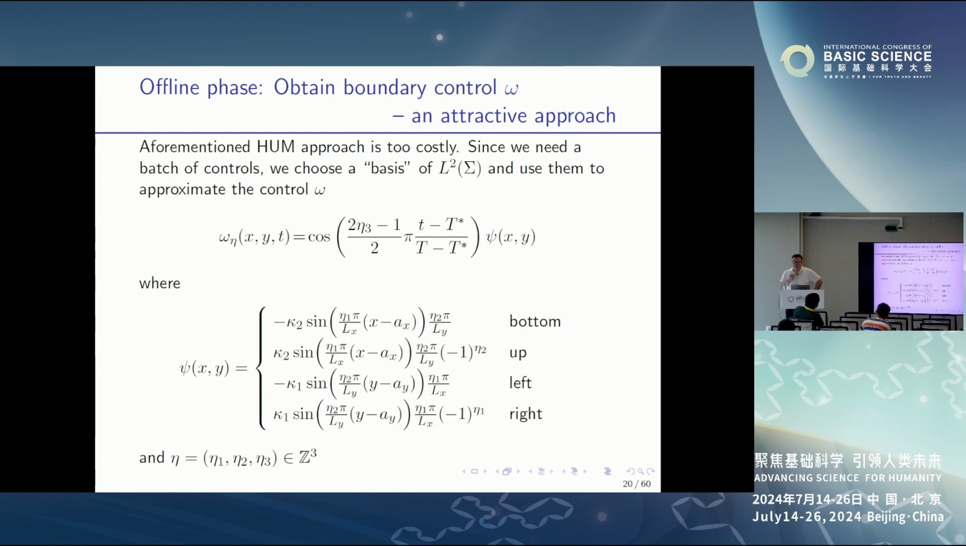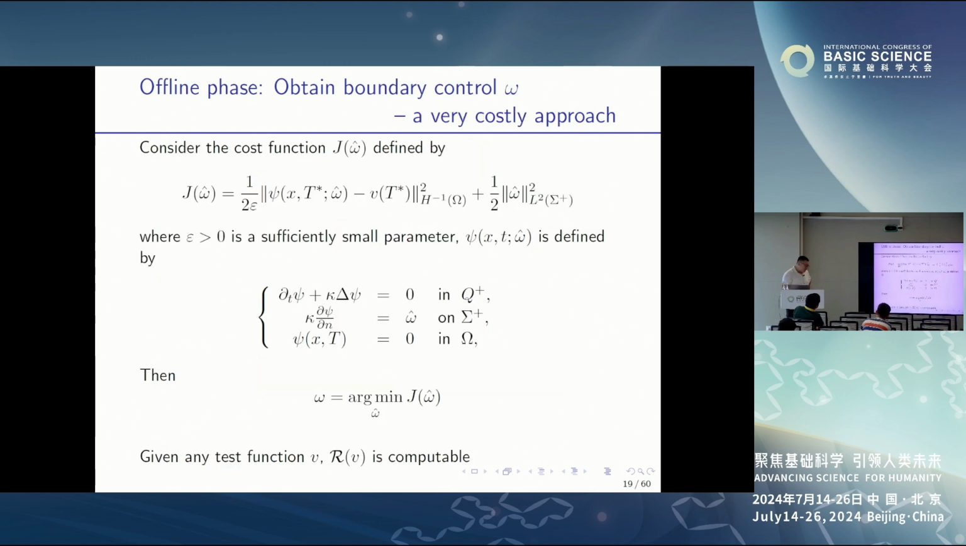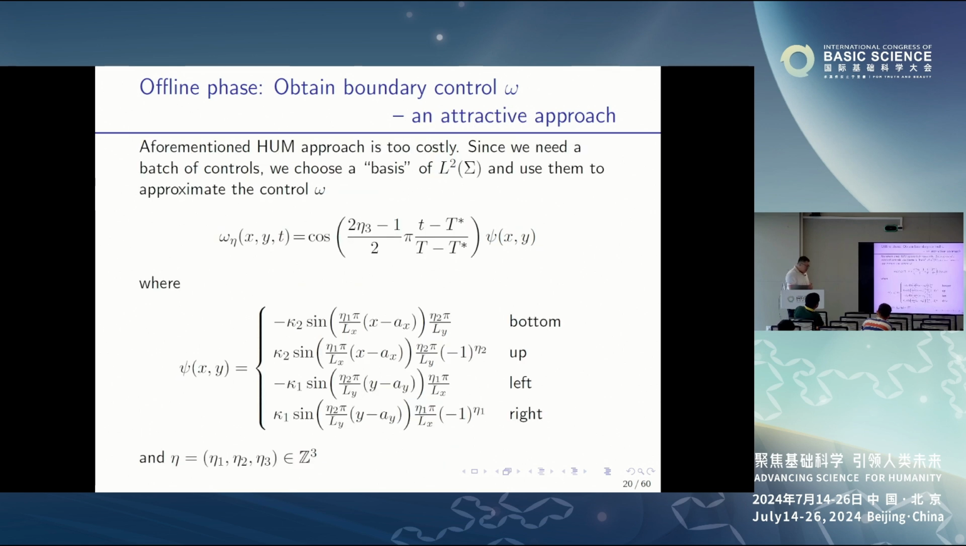I never found any literature talking about how to efficiently solve a bunch of boundary controls like this. If you know of any, please let me know. But in this situation, we do have a lot of boundary controls that need to be solved.